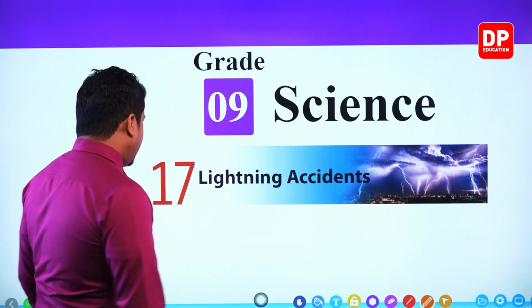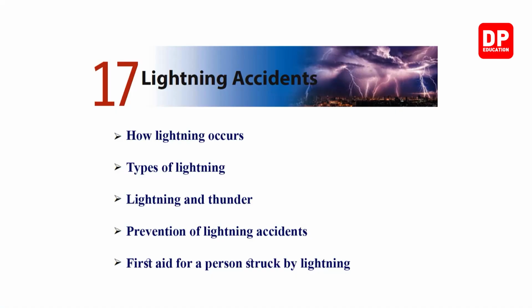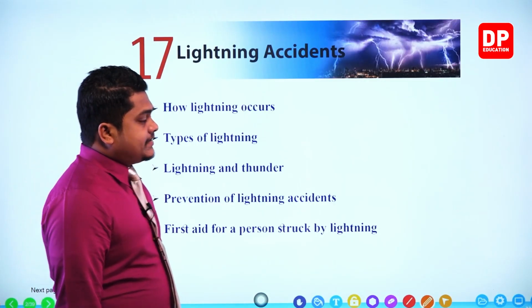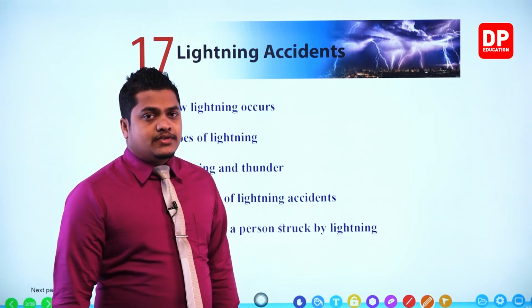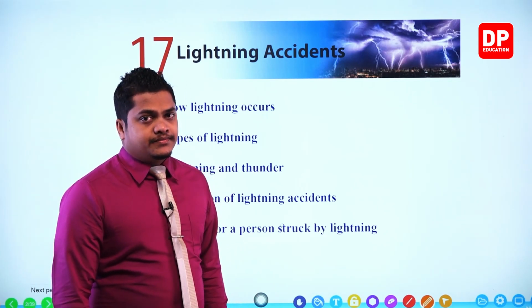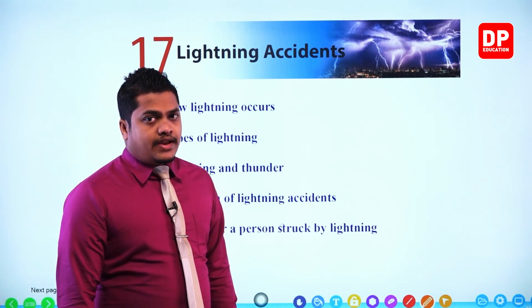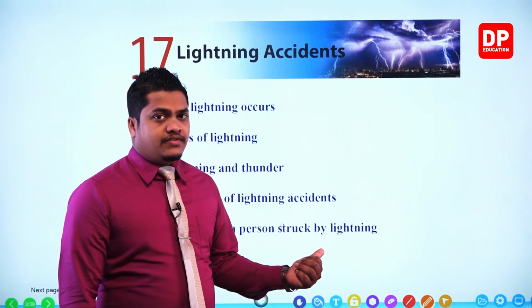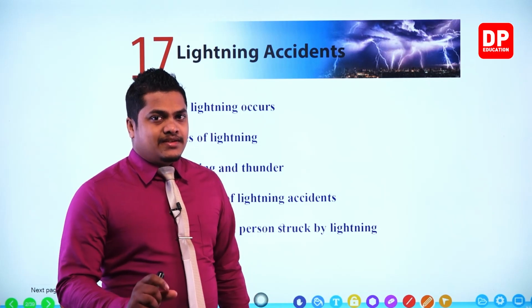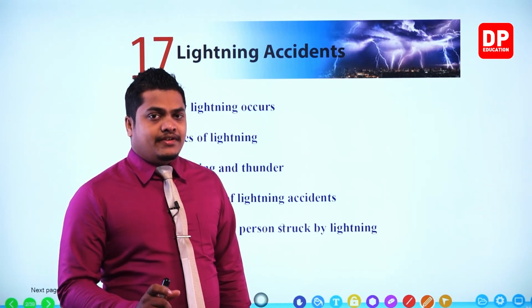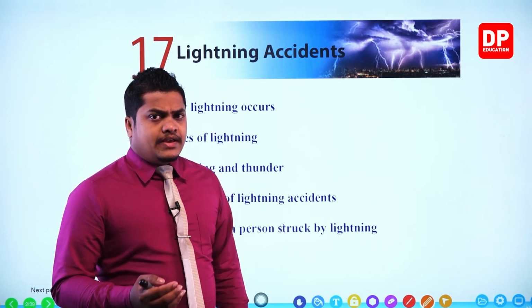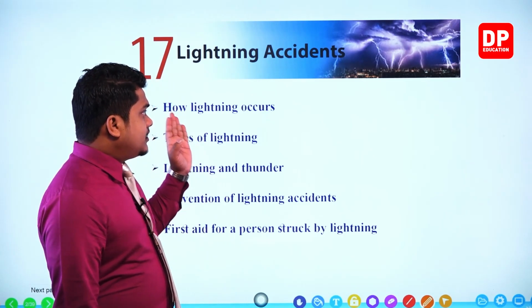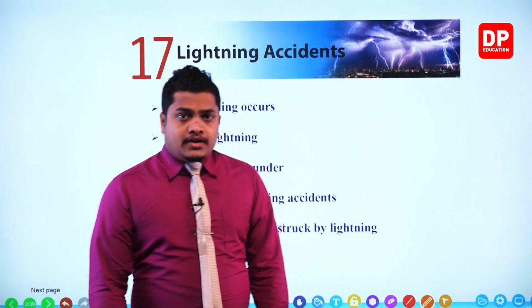So let's see what the main topics are that we are going to discuss within this lesson. First of all, my dear children, we'll be discussing how lightning occurs within our environment and what the reasons are for its occurrence. I gave a simple brief in the previous slide: lightning occurs mainly because of static electrical charges generated among the clouds.